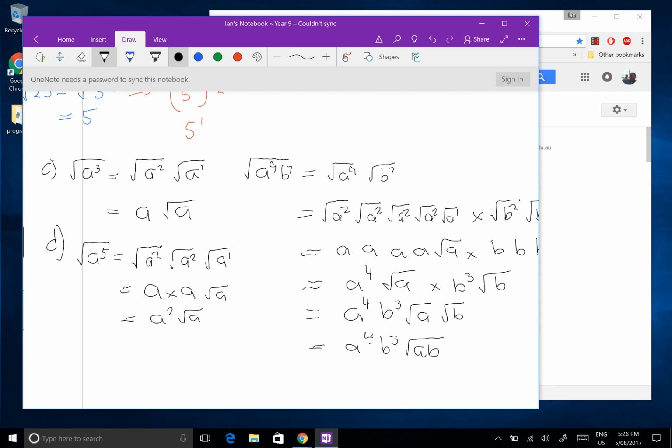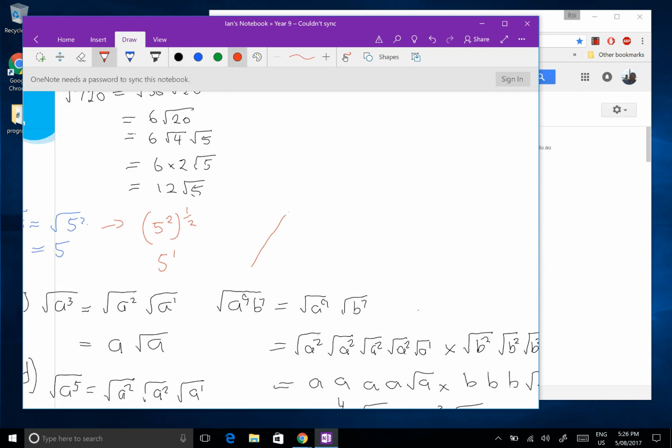Now you could, if you're good at indices, think about it this way. Let's think about it as an index. That's a to the 9, b to the 7, and I could go, all raised to the power of a half, because we're finding the square root of both those. Well, remember our multiplying principle, that'll give us a to the 9 over 2, b to the 7 over 2. Oh, that's a to the 4 and a half, and b to the 3 and a half.